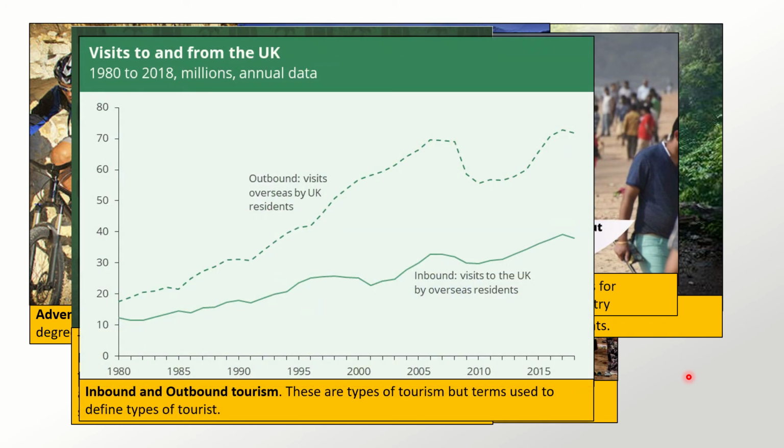This simple graph gives you some introduction to some of the other terms that we might use. We might talk about inbound and outbound tourism. These are types of tourism, but they don't define the kind of tourist that you are. So an outbound tourist is simply somebody who, for example, a UK citizen who visits somewhere overseas. And an inbound tourist is simply somebody who lives overseas, who visits the UK. And you can see in those two graphs that the rates of people taking holidays outside of Britain from the UK are greater than those inbound.